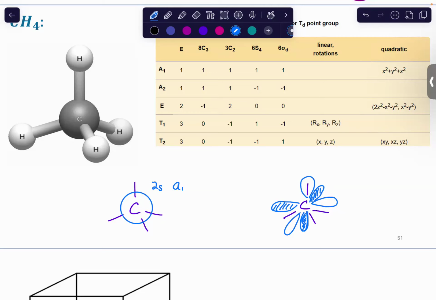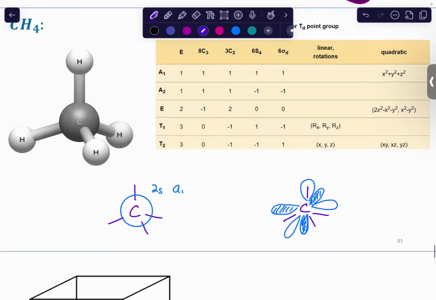We have PX, PY, PZ all together here. So look at that character table. Seeing as how I could rotate this any direction and get these same orbitals going, these are all going to be together. So it has to be one of two of those representations. Which ones do you think?